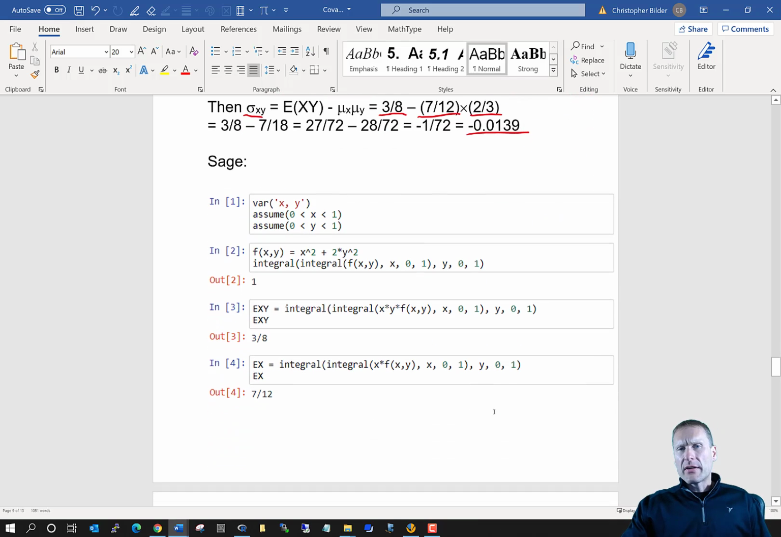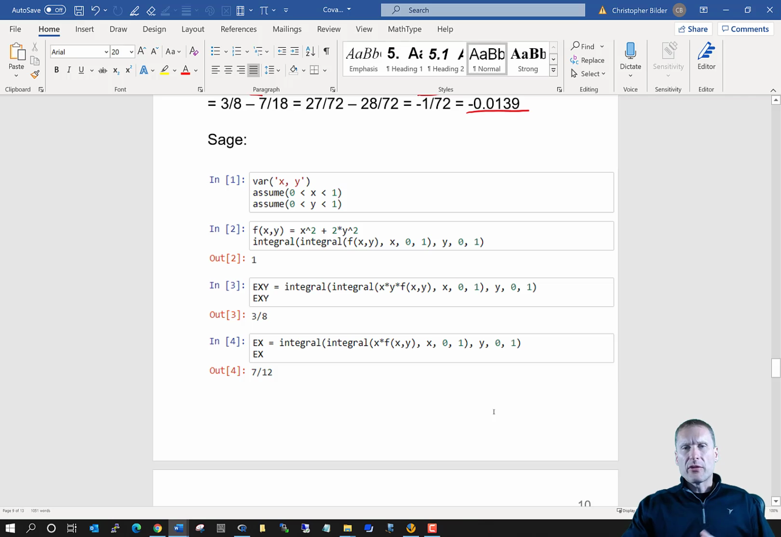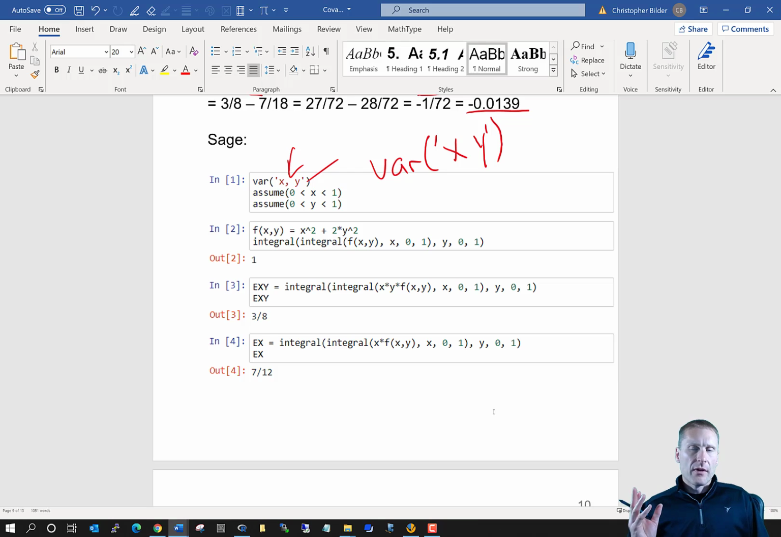How would I do all these calculations then in Sage? Remember, with respect to R, it's hard to do a double integral like what we need, so that's why I'm just going to focus on using Sage here. So to do this in Sage, I need to define my variables x and y. It's okay to put a comma there, but you don't need to. I could have just done var, quote, x space y, end quote. I define my PDF as I've done before.